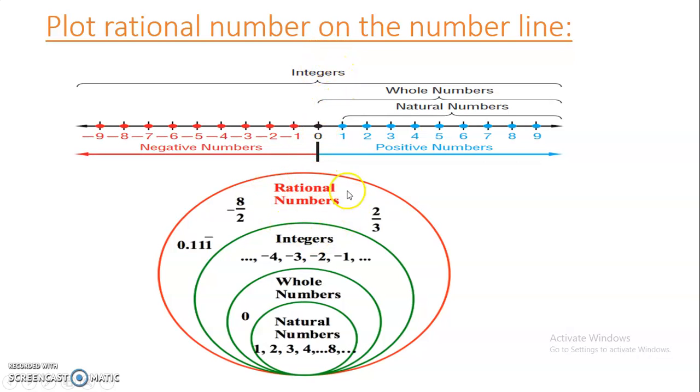But what about the rational numbers? The rational numbers are of the form p by q, in the form of a fraction, positive fraction and negative fraction. So this you will see in future, how 0.111 is rational. Till now you just concentrate on 8 by 2 and 2 by 3. So these are rational. How can we plot them on the number line? Let's see how.